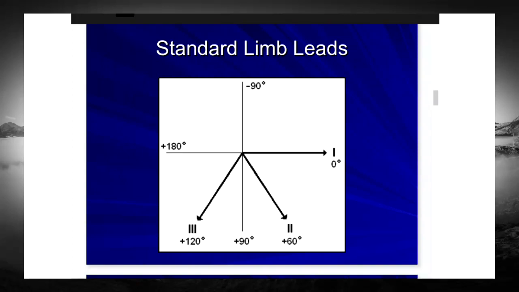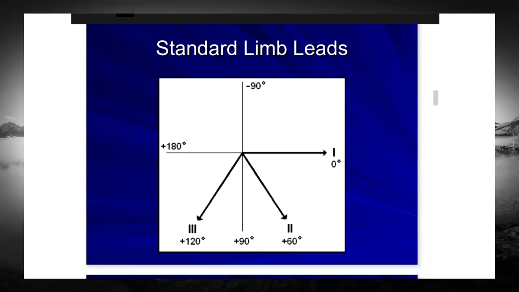So our standard limb leads, these are the vectors of the axis that we're looking for with those limb leads. So 1 should be at 0 degrees. 2 should be at 60. 3 should be at 120. This, I'll show you in a second, is what we call normal axis. If we have an axis in between 0 and 120, then you're going to be in the normal axis. You'll understand how that is important later on.